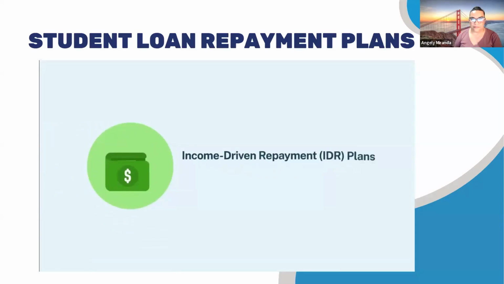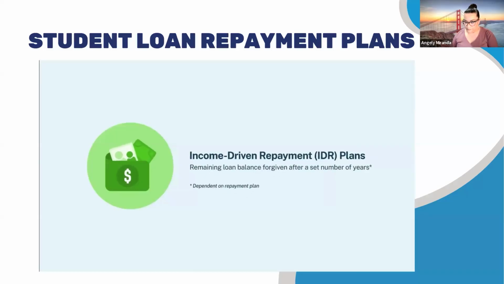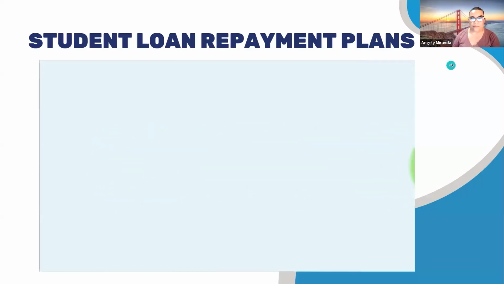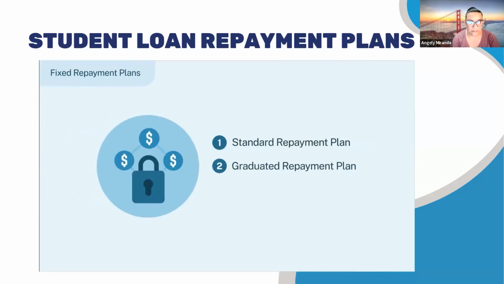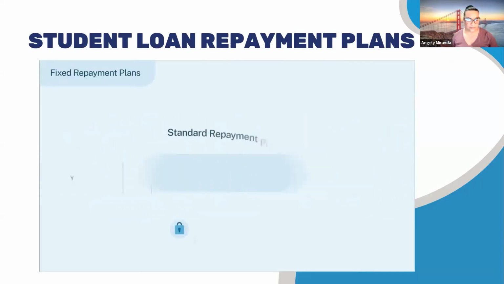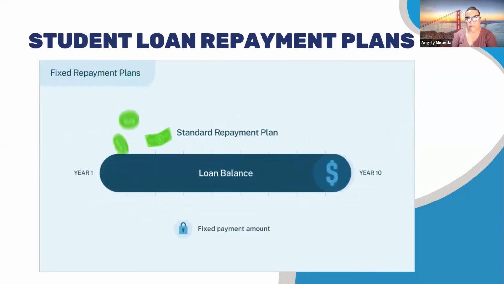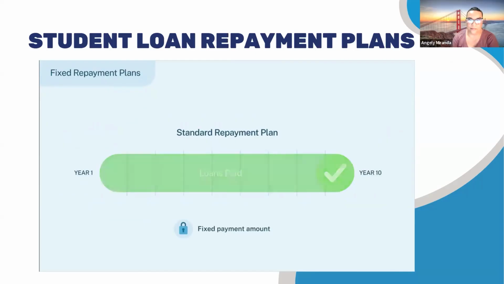On an income-driven repayment plan, your income and family size determine your monthly payment amounts. Income-driven repayment plans typically lead to loan forgiveness after a set number of years in repayment. We have three fixed repayment plans: the standard repayment plan, the graduated repayment plan, and the extended repayment plan. On the standard repayment plan, your monthly payment amount will lead to your loans being paid off within 10 years. However, if you have a direct consolidation loan, you'll have up to 30 years to pay off your loan. If you don't select a repayment plan, you will automatically be placed on the standard repayment plan.